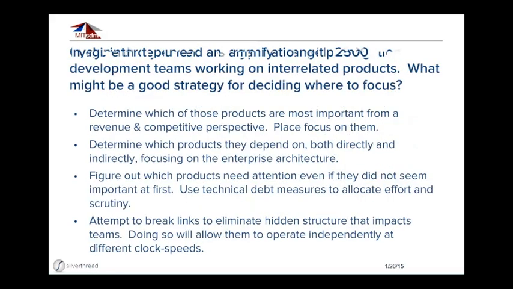So imagine that you are a lead. You lead an organization with 2,500 development teams, and they're working on interrelated products. What's a good strategy for deciding where to focus, right? So you have limited focus. You don't even know what all of them are. What do you do, right? So maybe you want to determine which of those products are most important from a revenue and competitive perspective, and obviously place focus on those, and that's what you would do naturally.